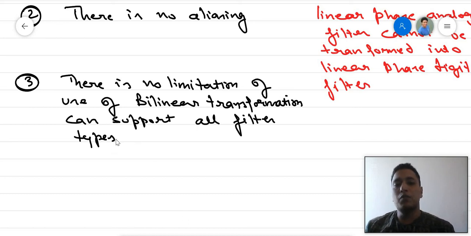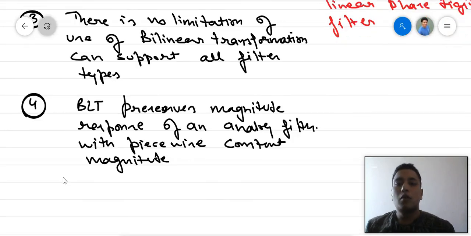As compared to previous IIR filter design techniques like approximation of derivatives and impulse invariant technique, bilinear transformation provides no limitation of filter types. That means we can apply bilinear transformation for designing any kind of filter, maybe high pass, low pass and band pass or band stop filter.